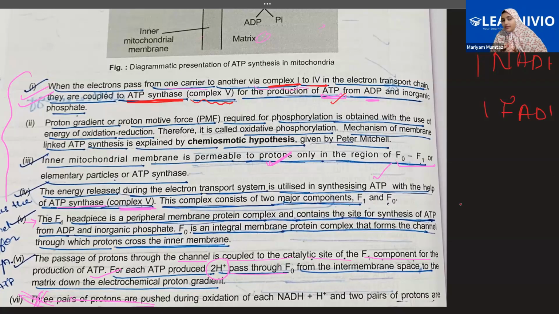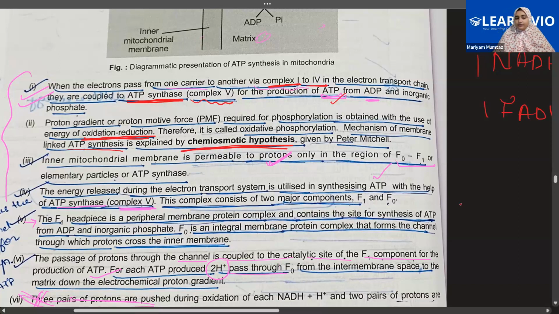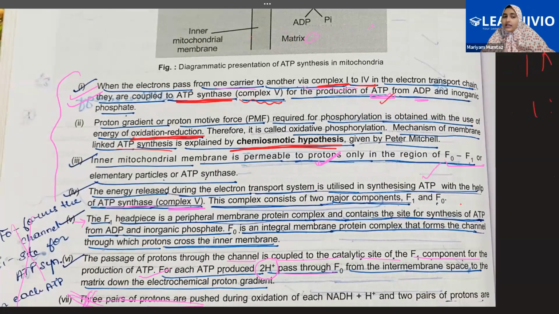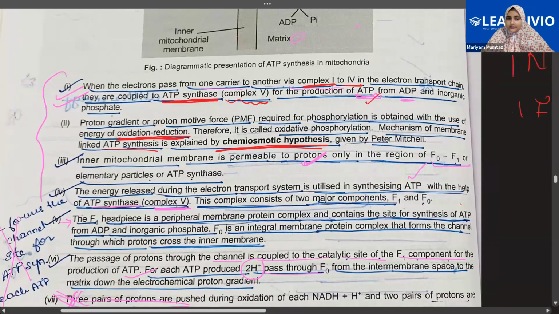From the electron transport system. That is why we call it this, because during the ETS, oxidation reduction reactions are taking place. Therefore, this entire phosphorylation becomes oxidative phosphorylation, because the protons are ultimately coming as a result of oxidation reduction. Now, the mechanism of membrane-linked ATP synthesis is explained by the chemiosmotic hypothesis, given by Peter Mitchell. He told us that this is the possible way through which ATP synthesis takes place.